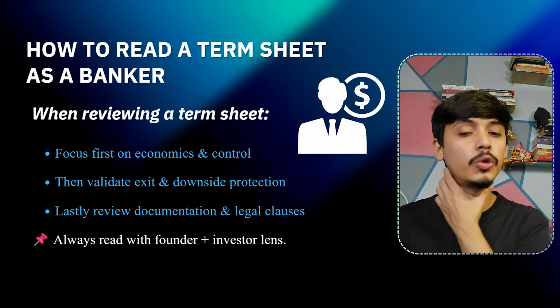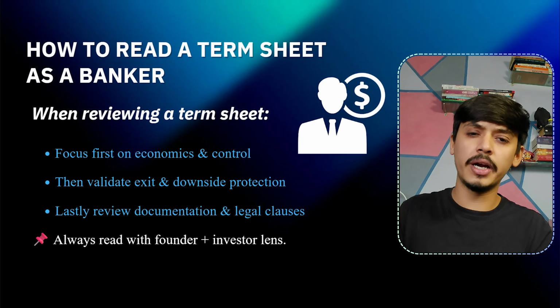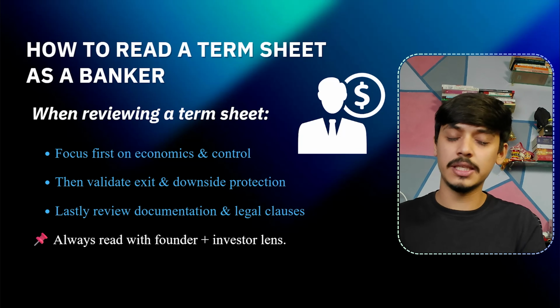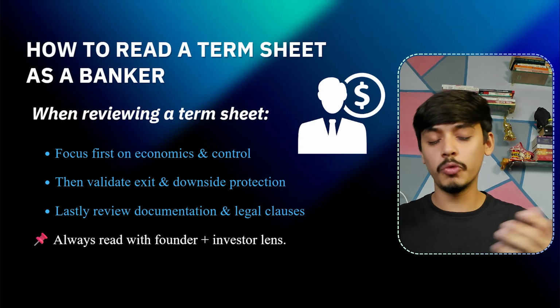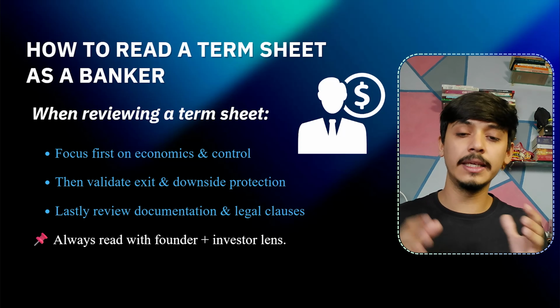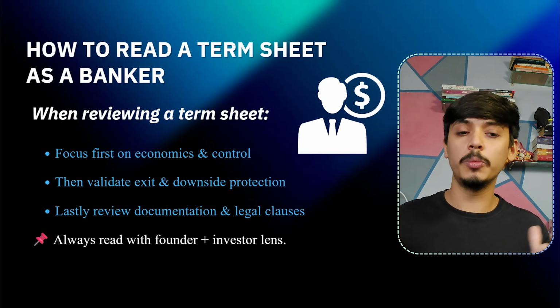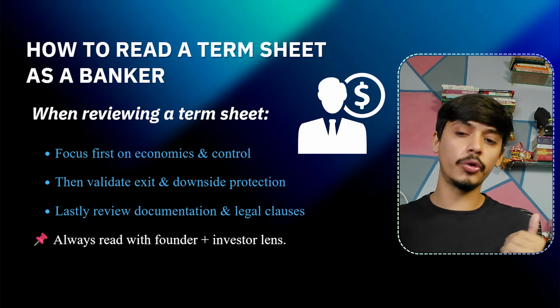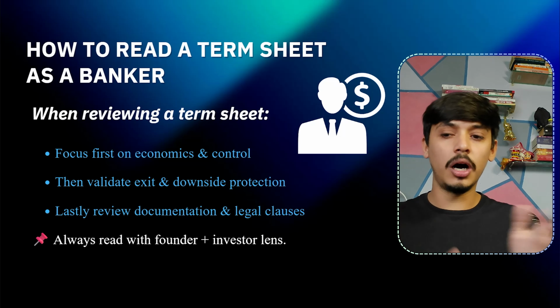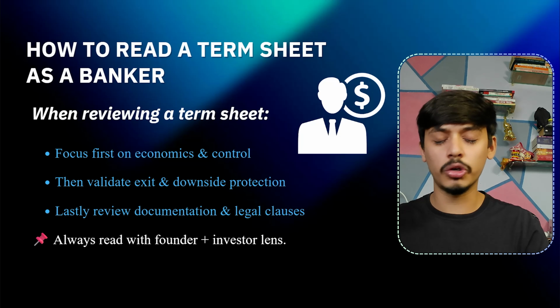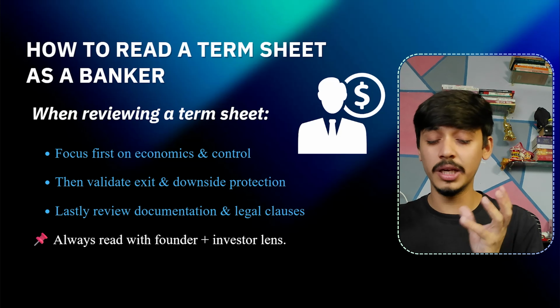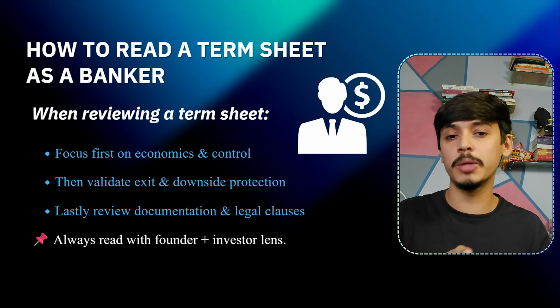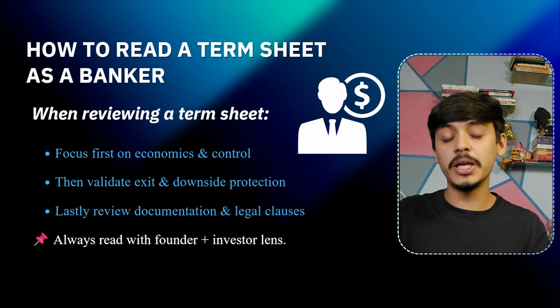When you are going to work upon a transaction related to fundraising or M&A, you will receive these kinds of documents, and the first focus should be on understanding the economics and the control that is going to be shared. So section number 1 and 2 are going to be very, very important. Then you can have an overview of the documentation and legal clauses. You will also have to validate the exit and downside protection. How are those things being mentioned by the investors?